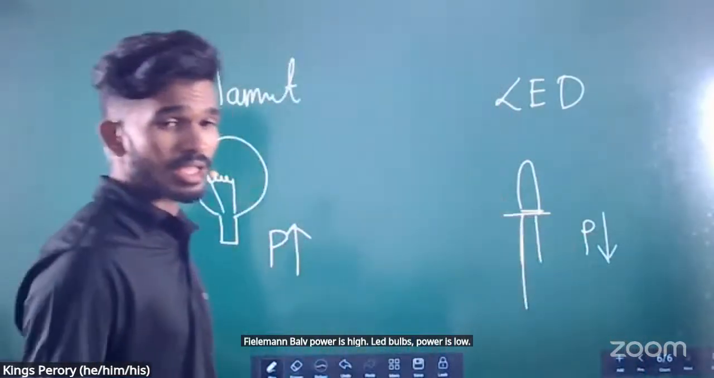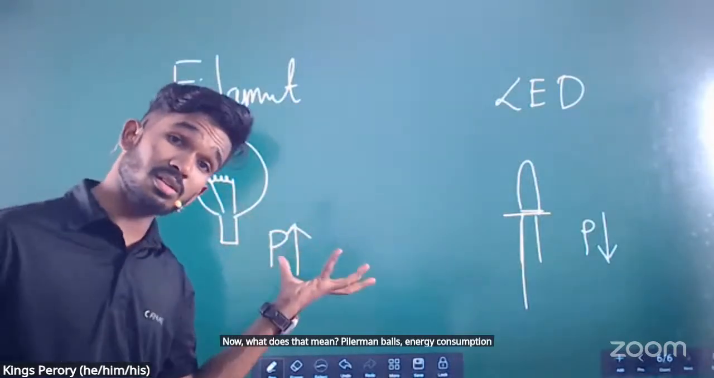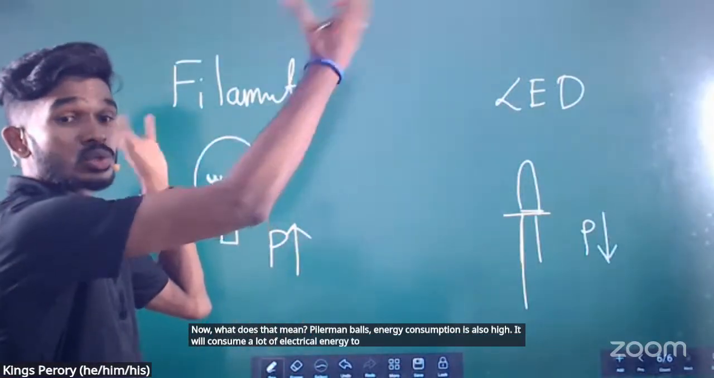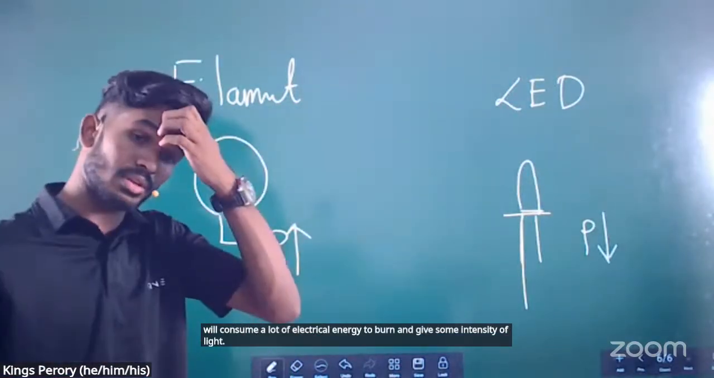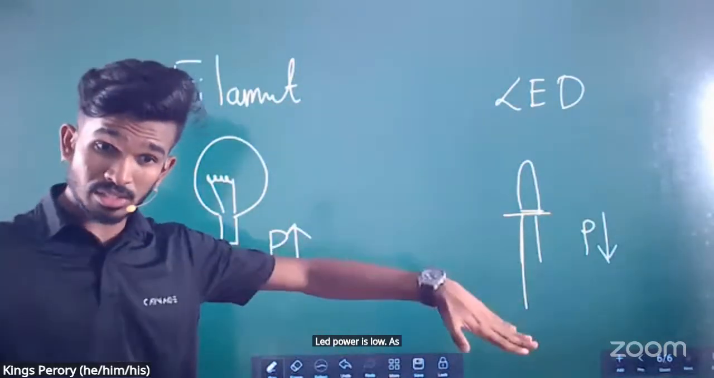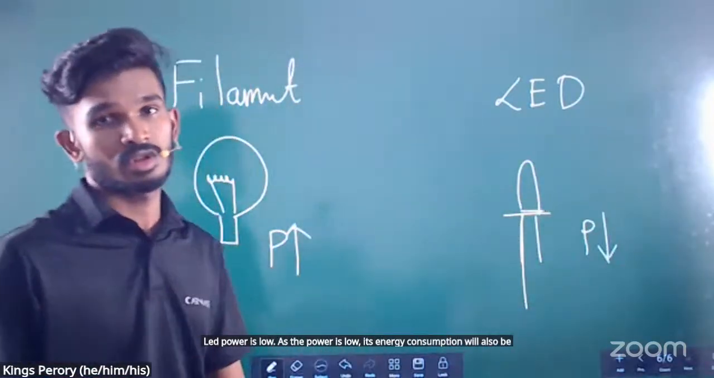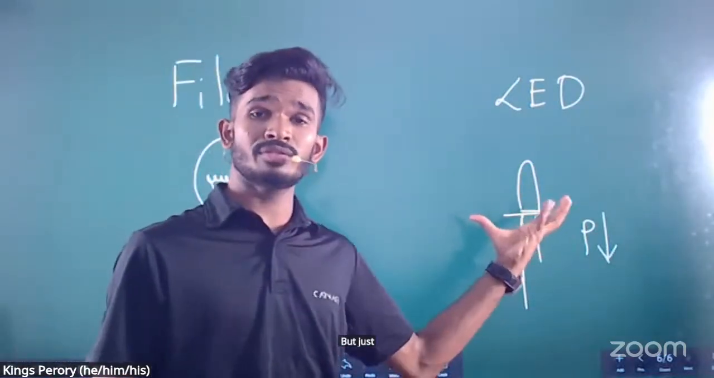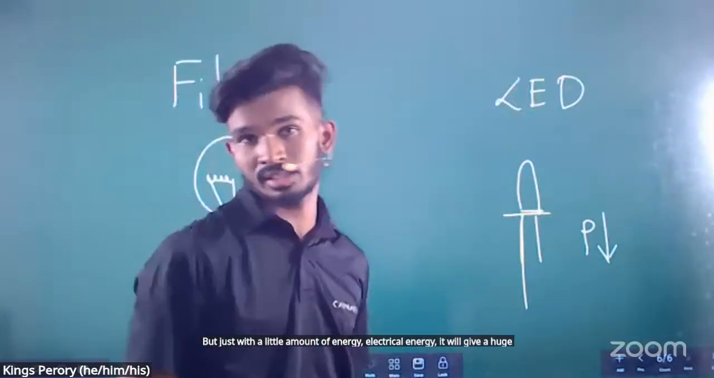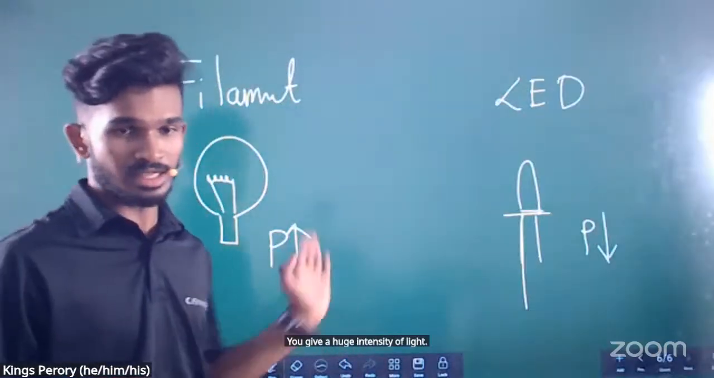Now, what does that mean? Filament bulb's energy consumption is also high. It will consume a lot of electrical energy to burn and give some intensity of light. LED power is low, so its energy consumption will also be low. With just a little electrical energy, it will give a huge intensity of light. So that's the difference.